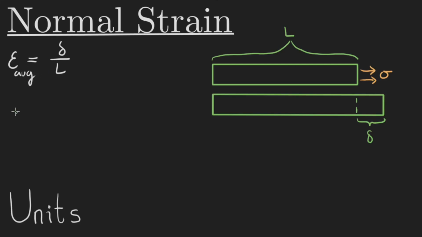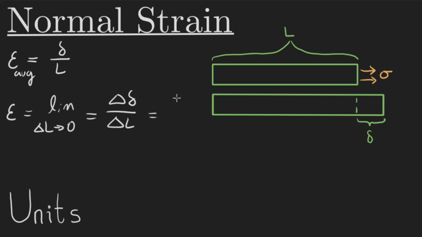And then if you want to get the strain at some point, all you have to do is take the limit as your delta L goes to 0 of basically some small slice of delta related to some small slice of length, which just becomes d delta over dL. But really this is the main form you're going to see it in, because again, most of these we're assuming have constant properties and things like that, right?